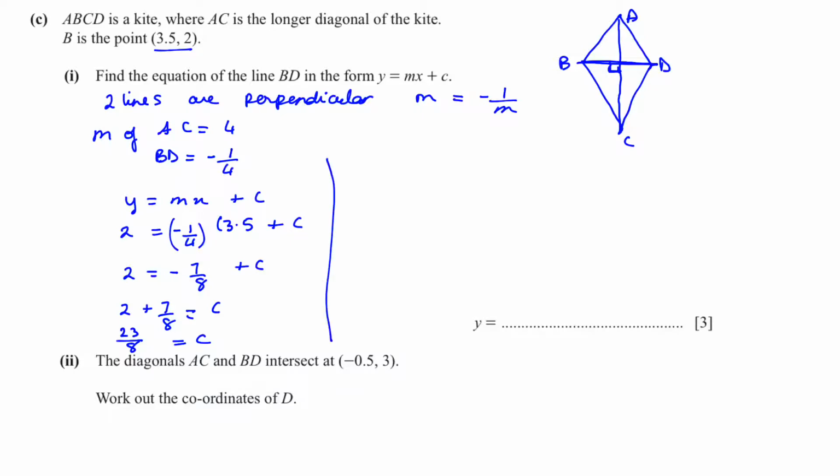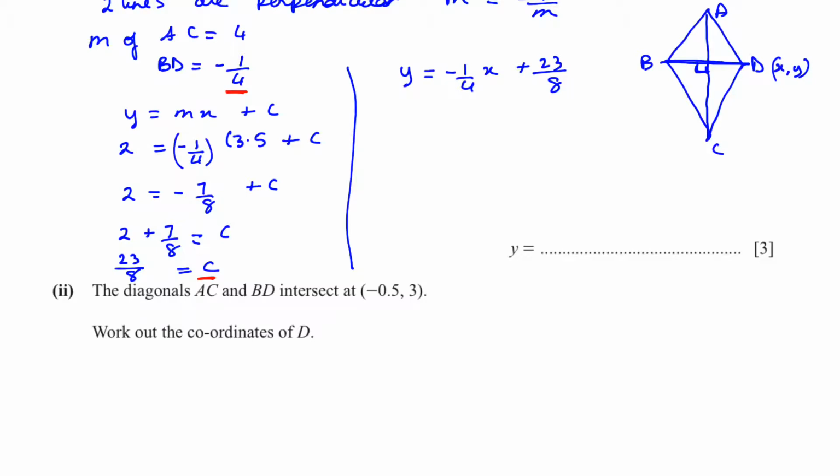Whenever you find everything, you got your m, you found your c, and the points are already given to us. Now we just have to substitute into y is equal to mx plus c, m being -1 over 4, and c being 23 over 8.